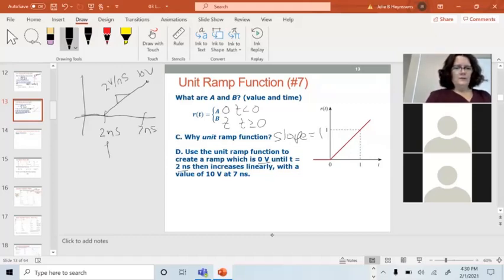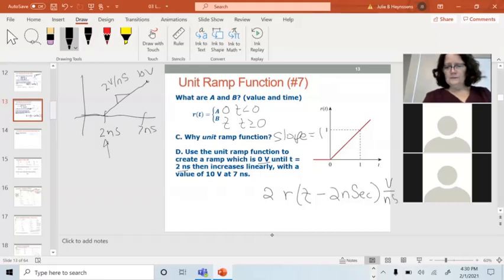It's delayed by 2 nanoseconds, so it's going to be r of t minus 2 nanoseconds. That's for the delay, and the slope is the thing out front. So it's 2, and we're okay with that as long as we put units somewhere, volts per nanosecond. So that would be that function right there. Without units, you might be off by like 9 orders of magnitude, because I would assume volts per second.